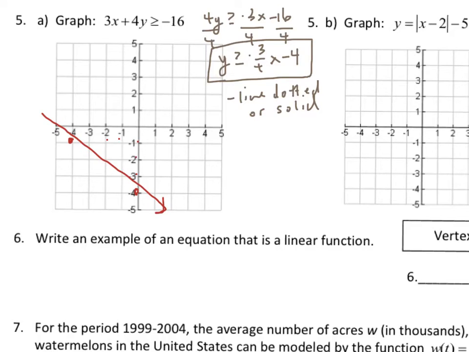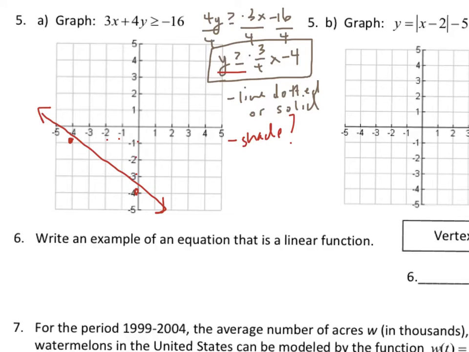And the last question after I say solid or dotted is where do I shade? Do I shade above or below? Because it's an inequality, I have to shade either above the line or below the line. In this case, I pretty much just look at it and say, well, y is greater. So the y values, the vertical values, are greater. So usually that means I'm going to shade above it.